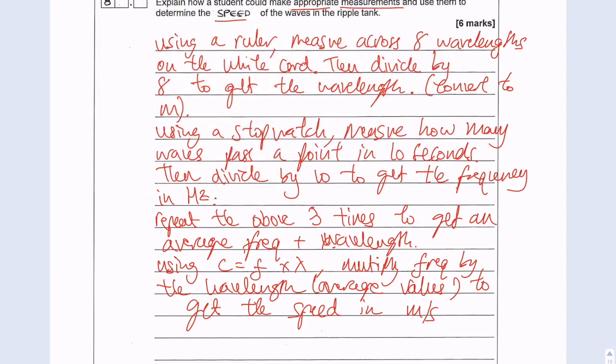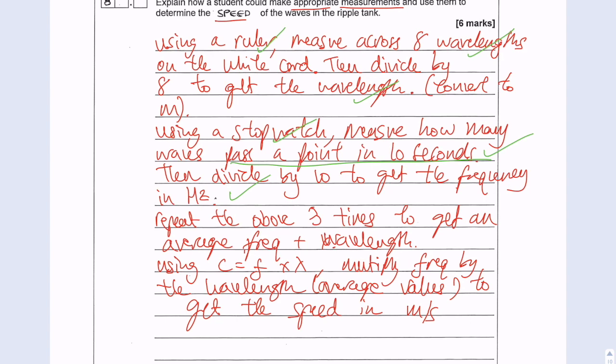That's literally it. So the equipment measured, I said use a ruler. I'd measure across 8 wavelengths. Then I've said I'd divide by 8 to get the wavelength. Good. I've said I use a stopwatch. I've measured how many waves pass a point in 10 seconds. Then I've said I divided by 10 to get the frequency in hertz.